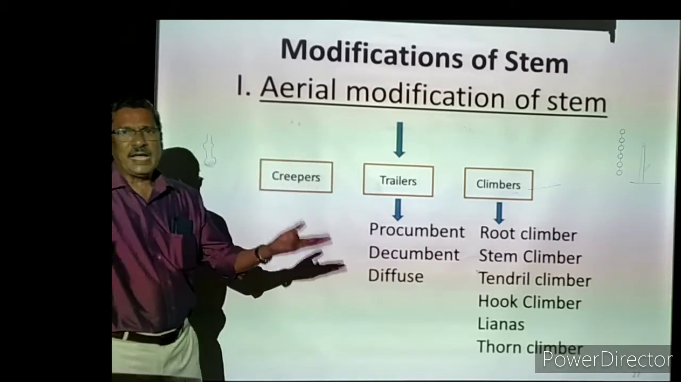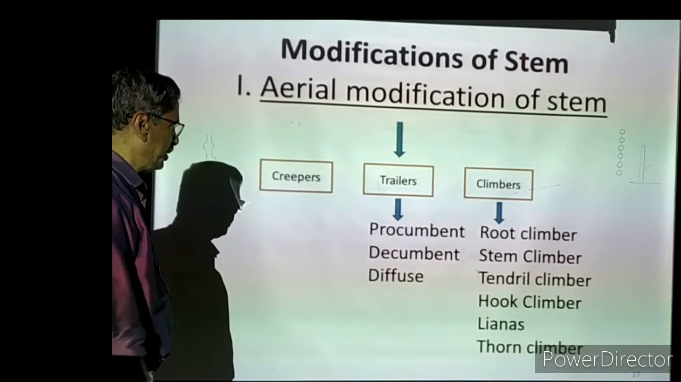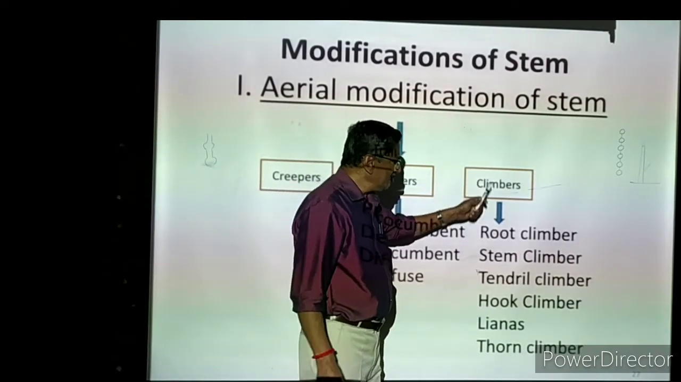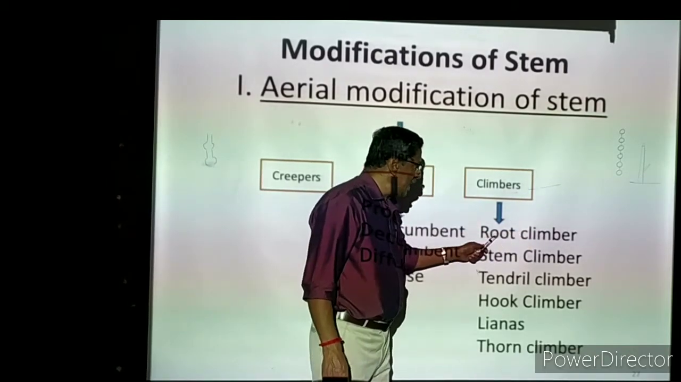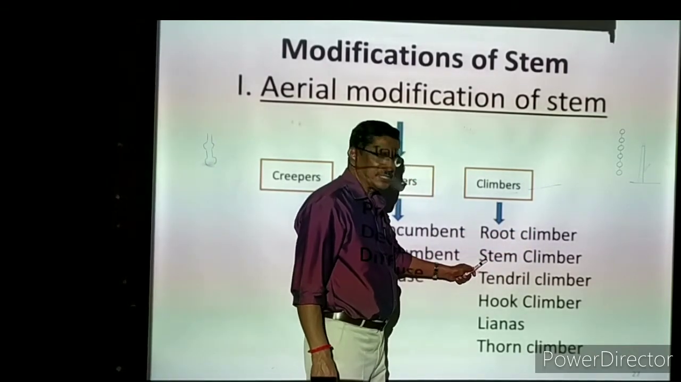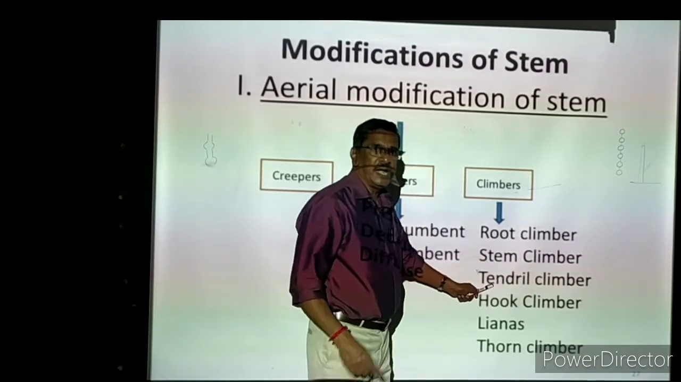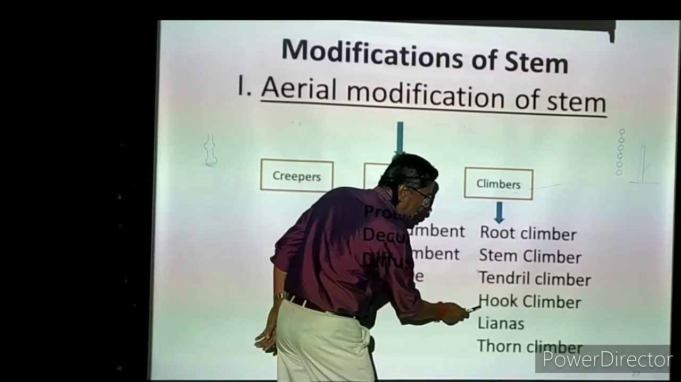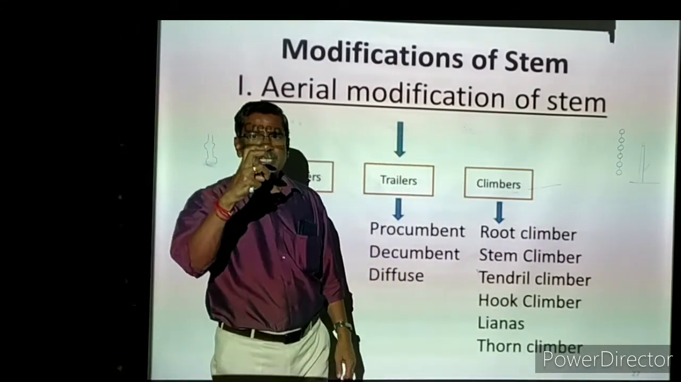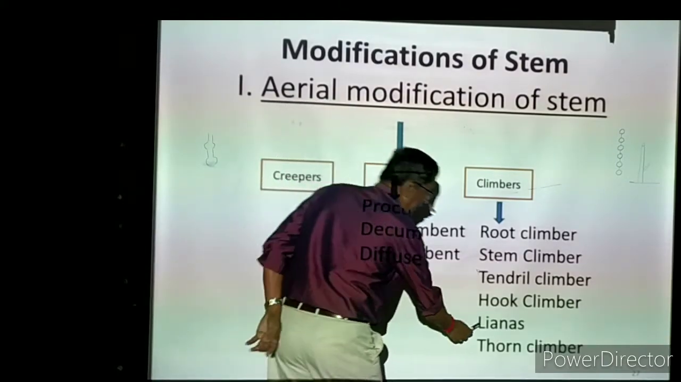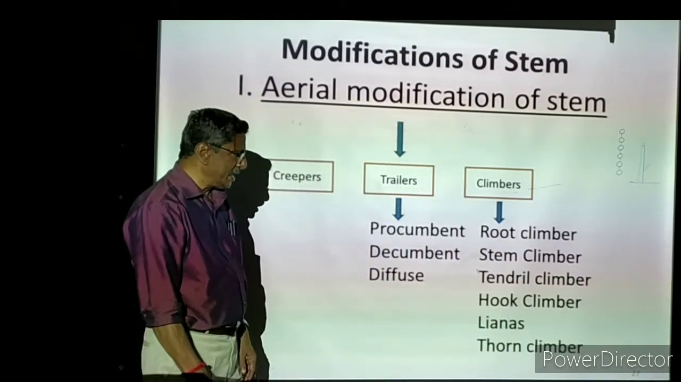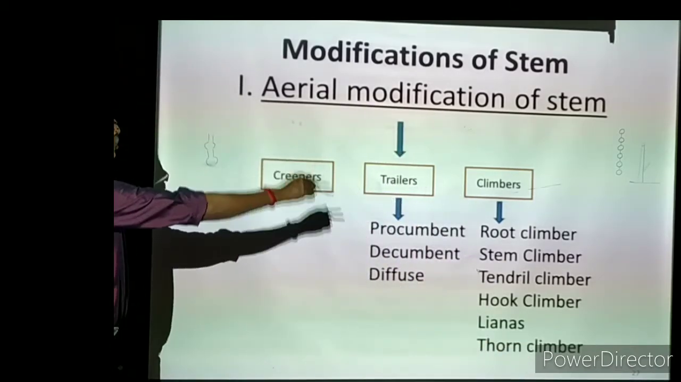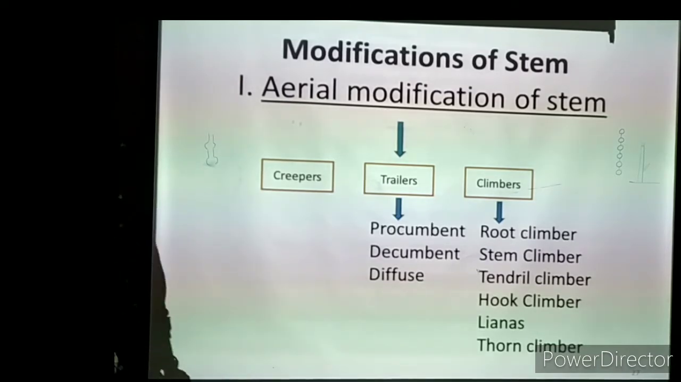Diffuse, wherever the space is present, the weak stem will be diffusing, growing in that space. That is called diffuse. Three types of climbers. Root climbers are climbing with the help of roots. Stem climbers are climbing with the help of tendrils, the coiled spring like structures. Then they climb on the support with the help of hooks, curved thorns. Lianas, some special structures will be there. Thorn climbers are climbing with the help of thorns. Now this is the outline classification of aerial modifications of the stem.